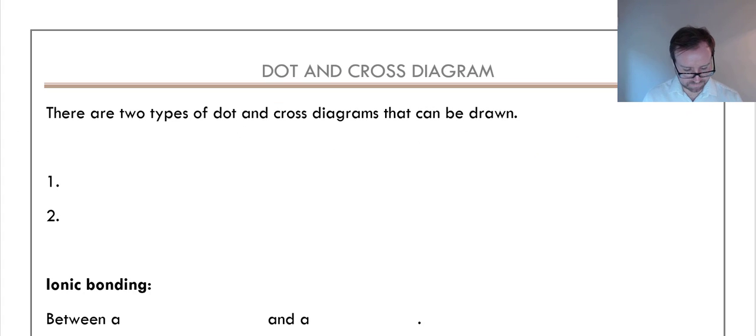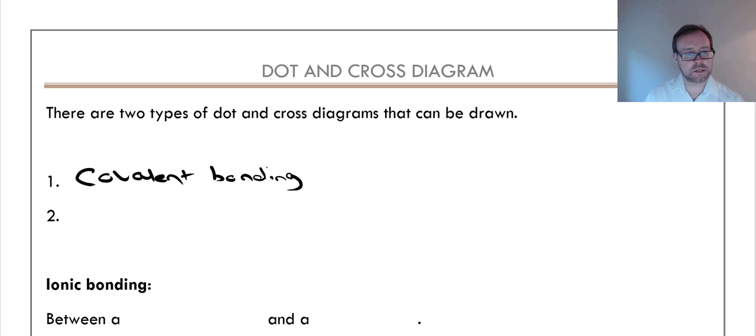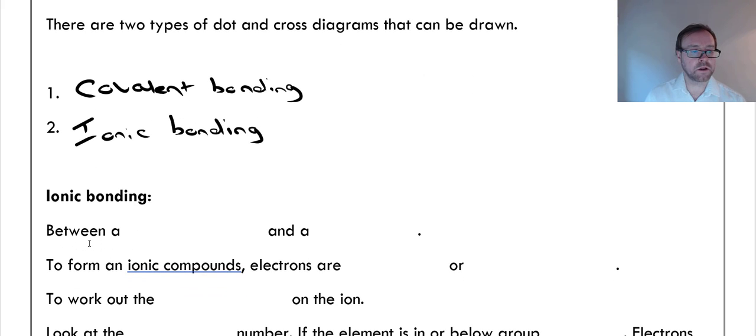Dot and cross diagrams. Right, so there are two types of dot and cross diagrams that can be drawn. One for covalent bonding, and the other for ionic bonding. Okay, so we'll start with ionic bonding. So ionic bonding is between a metal and a non-metal.